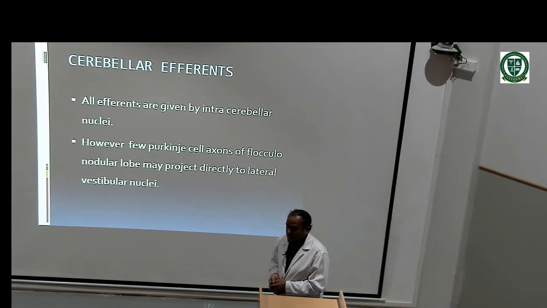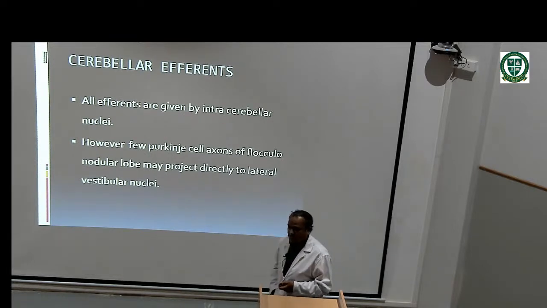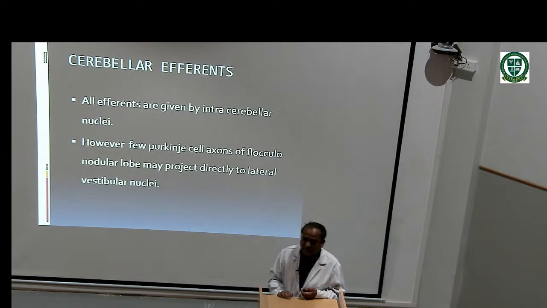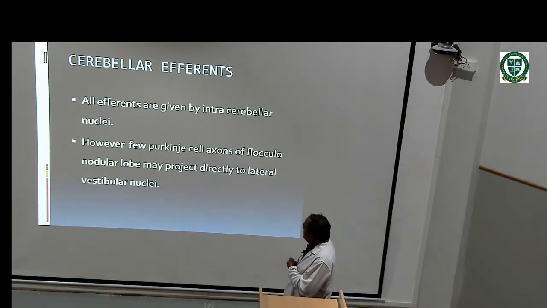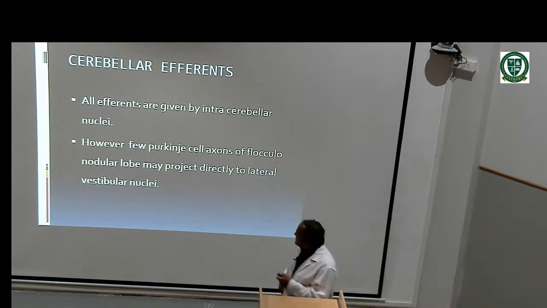Next, coming to the cerebellar efferents. All efferents are given by the intracerebellar nuclei. They will start from the intracerebellar nuclei, as we already studied. However, a few Purkinje cell axons of the flocculonodular lobe may project directly to the lateral vestibular nuclei. Very rarely will they start from the Purkinje cells.